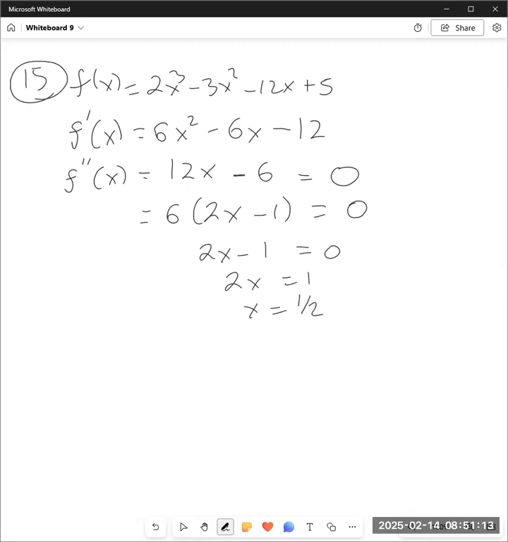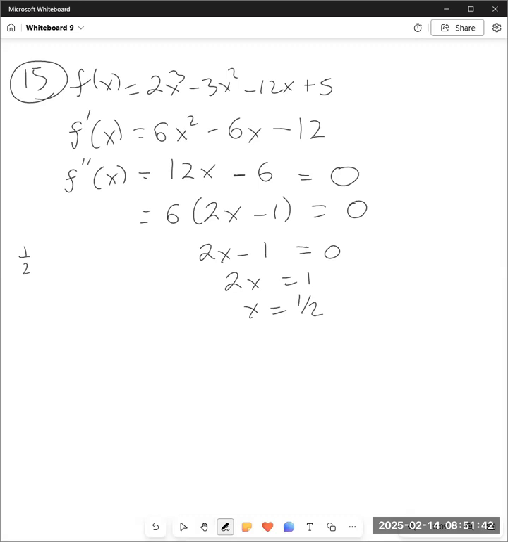So I've found the zeros of the second derivative here for problem number 15, which was f of x is equal to 2x cubed minus 3x squared minus 12x plus 5. The first derivative was 6x squared minus 6x minus 12, and the second derivative was 12x minus 6, which was set equal to 0, and the 0 of that was 1/2. So at 1/2 something is a point of inflection.